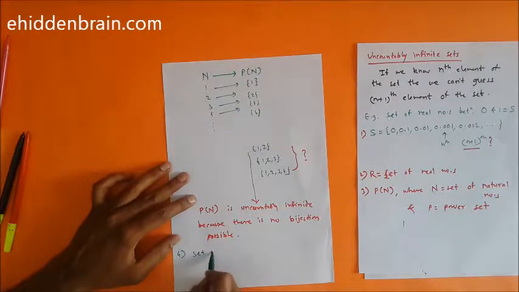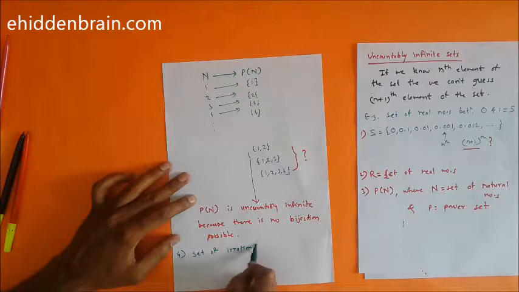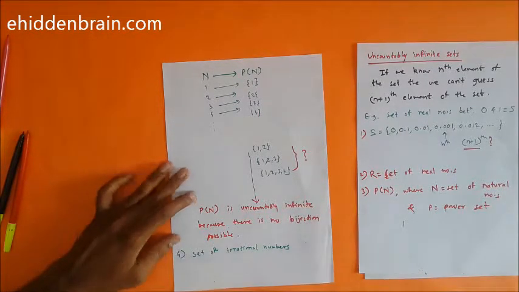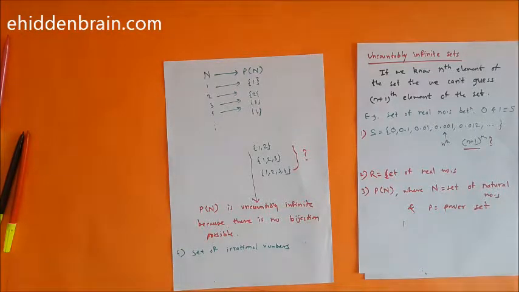Similarly, the fourth set is the set of irrational numbers. The set of irrational numbers is also an uncountably infinite set.